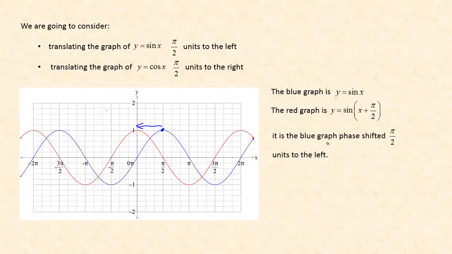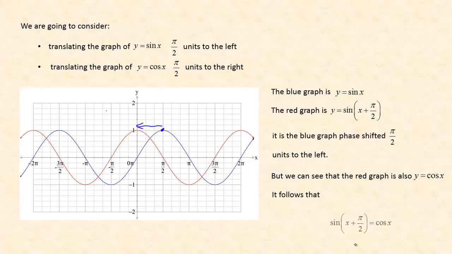It is the blue graph, phase shifted, remember that's what we call a horizontal translation when we're dealing with sine and cosine, pi by 2 units to the left. But we can see that the red graph is also y equals cos x. So it follows that sine of x plus pi by 2 is equal to cos x, and this is an important identity that you should remember.